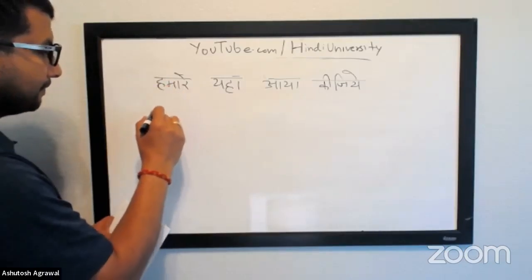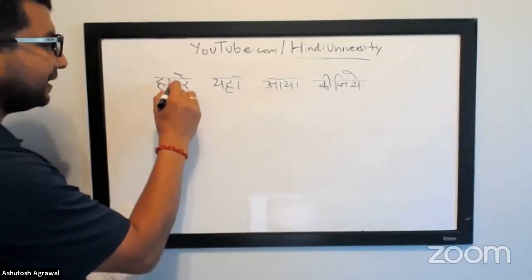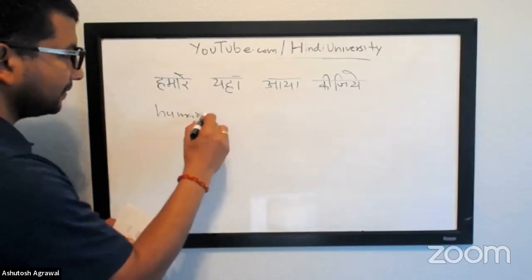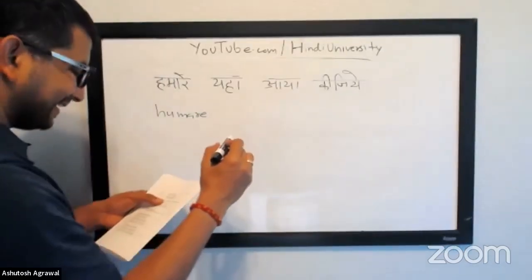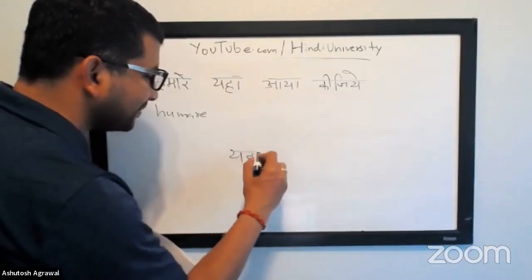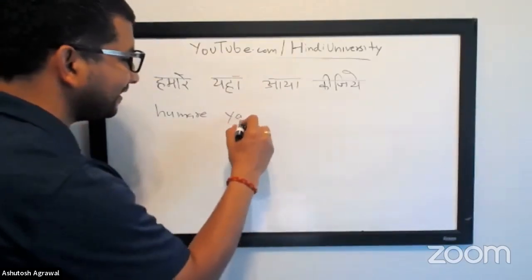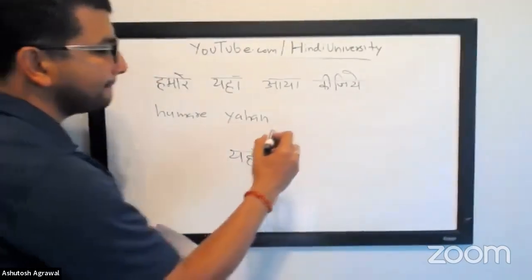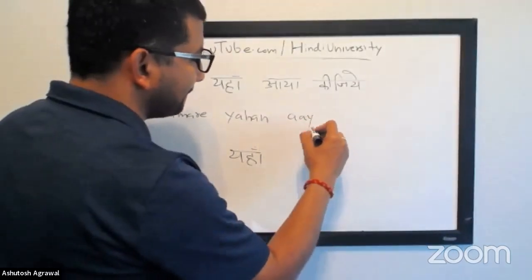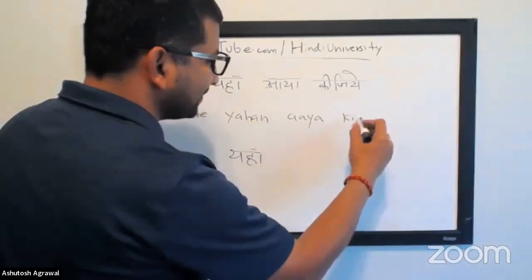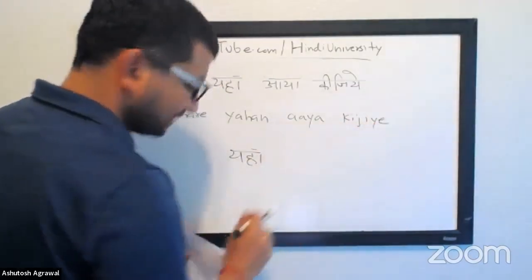Hamare. Okay, hamare. See, I can't read handwriting; I can read printed text, it's hard for me to read written. Yeah, hamare yahan. Very good. Yeah, it may be my handwriting. हमारे यहाँ. Yeah, hamare yahan. Aaya kijiye. Very good. What does it mean?